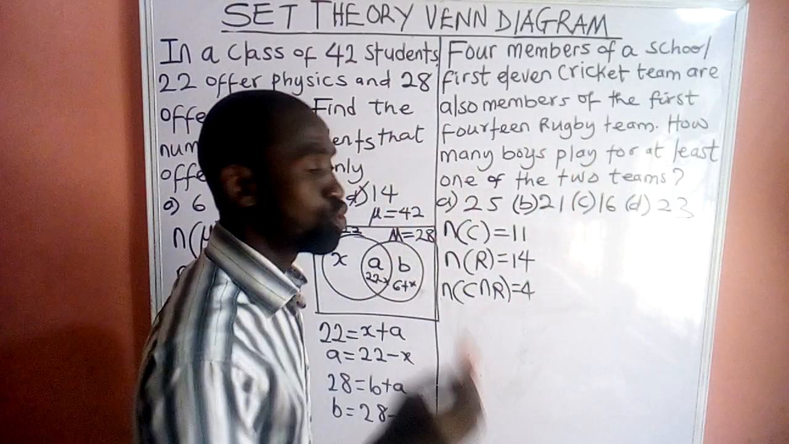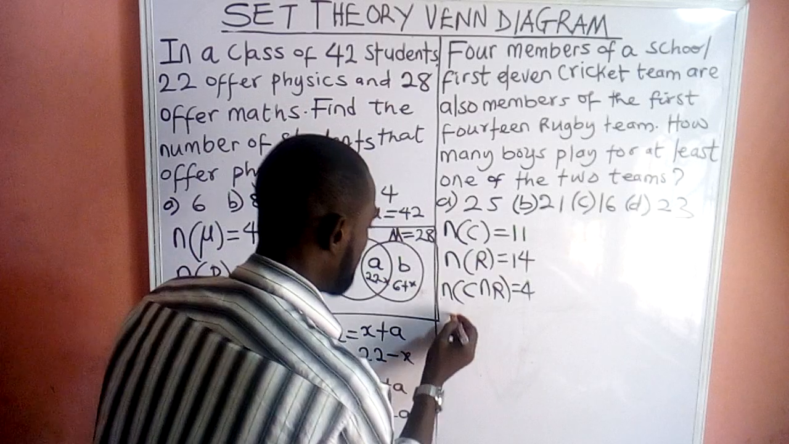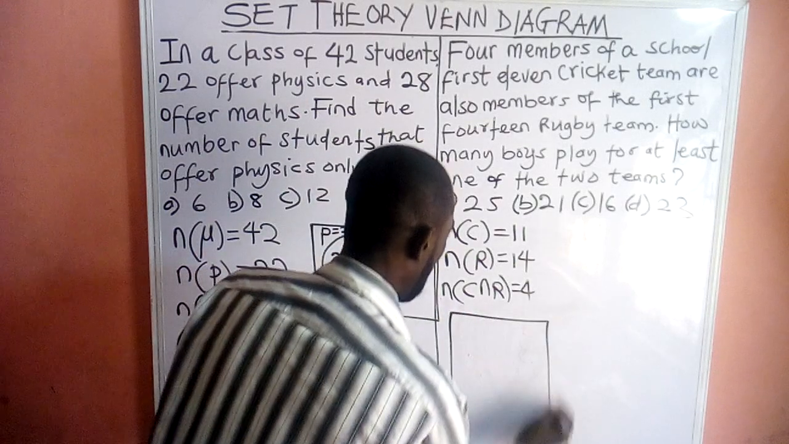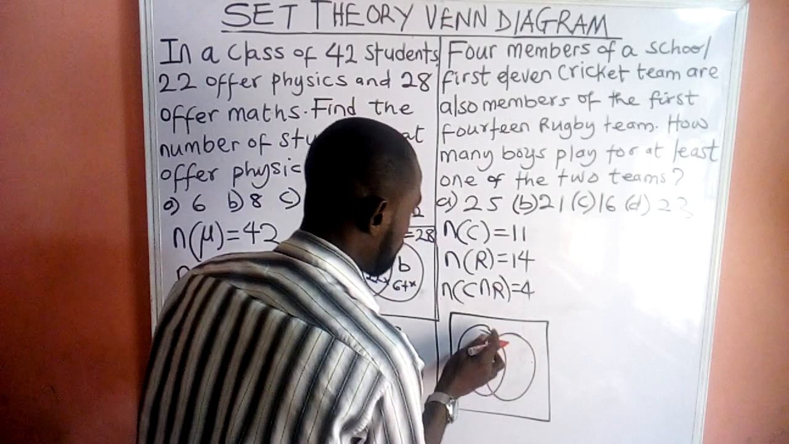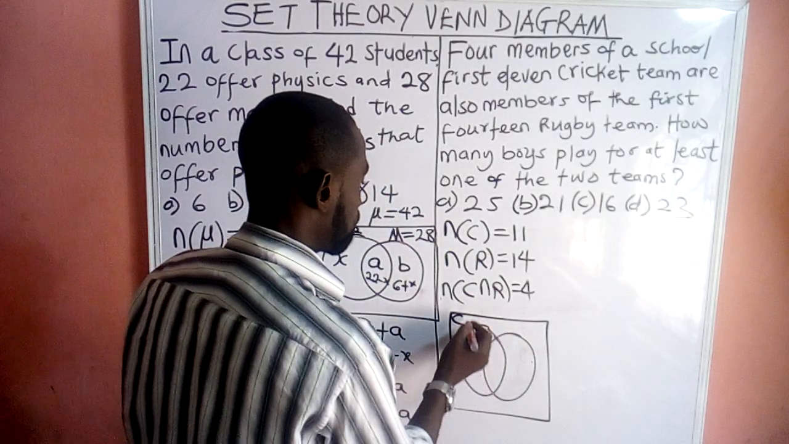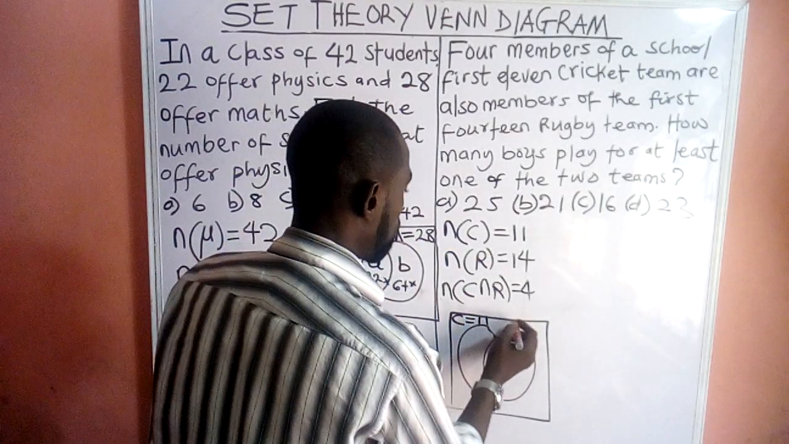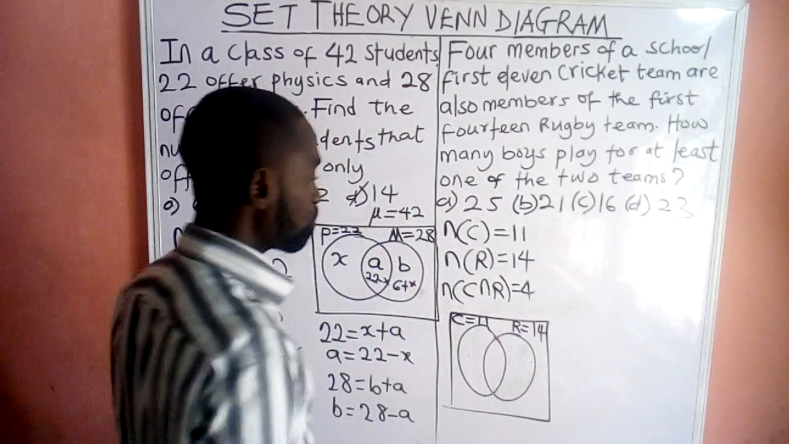One of the 2 teams. So let us use our Venn diagram here. We have this, this, and this, and they are overlapping. So if this is cricket, that will be 11, and this is rugby, that is 14. What do I have here?